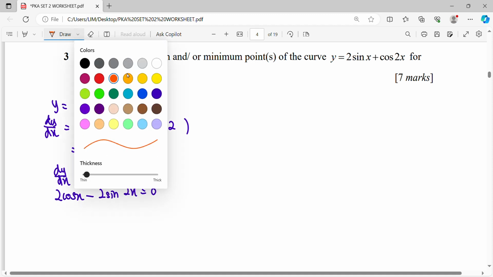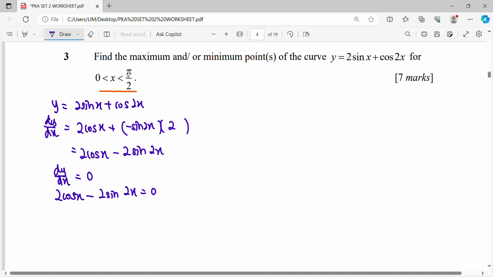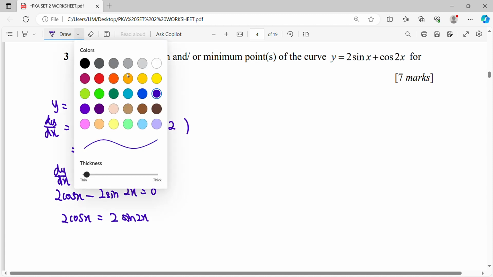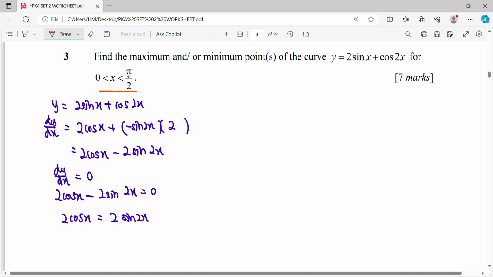Alright, so simplify this. So this is the triple part. Simplify the equation: 2 cos x equals 2 sine 2x. How to solve a trigonometric equation? Back to our basic, the form of a trigonometric equation is trigo, then angle, then equals value. Whether you factorize or what, you have to simplify your equation until you get trigo, angle, value. Then you start your first step. What's your range? What's your quadrant? What's your basic angle? What's your angle of rotation?